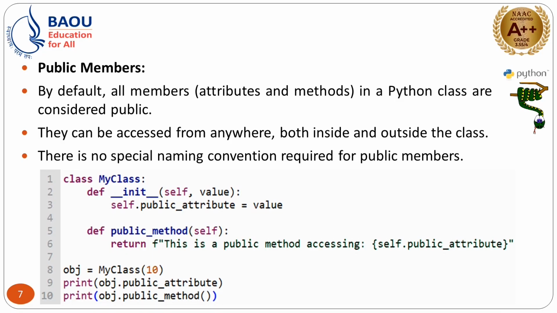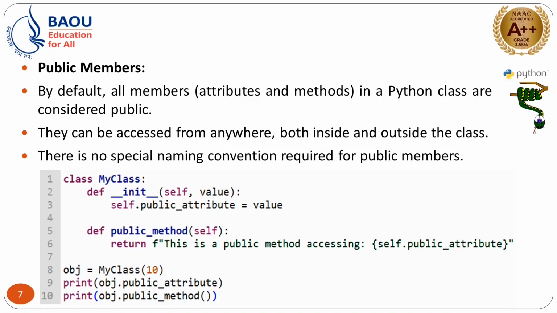You can observe on the screen. Here is one class that we have defined, MyClass. We have defined one constructor, the init method. Then value, that is one attribute: self.public_attribute. So here public attribute is a normal attribute. By default it is public. There is no specific symbol that you use to modify or change that particular attribute in Python.